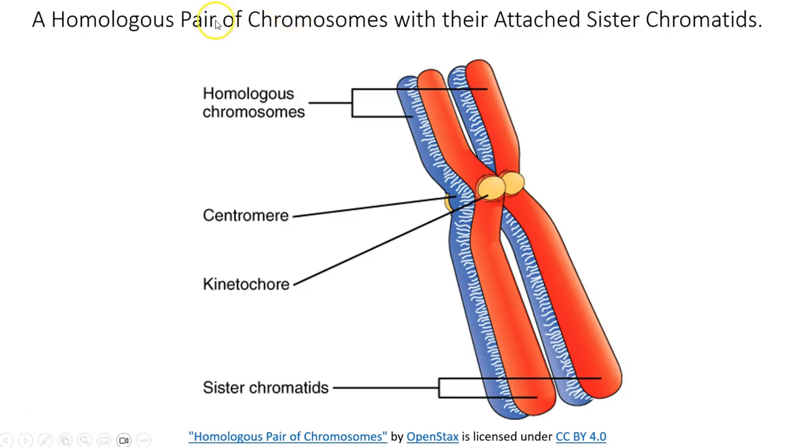So we talked a little bit about homologous pairs of chromosomes. The homologous chromosomes would be represented by each of the colors here. So the 2 red ones here are going to be those homologous chromosomes, and then sister chromatids are going to be identical copies. Homologous chromosomes are not necessarily going to be identical. You get 1 of each from each of your parents, so that's why they're not necessarily identical.